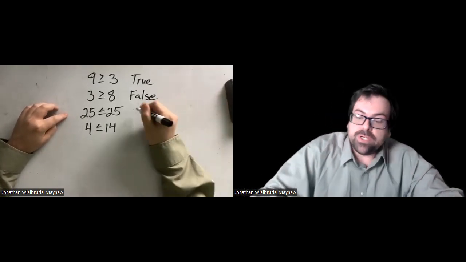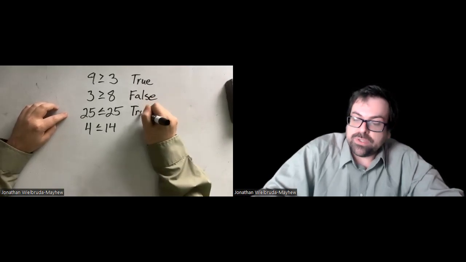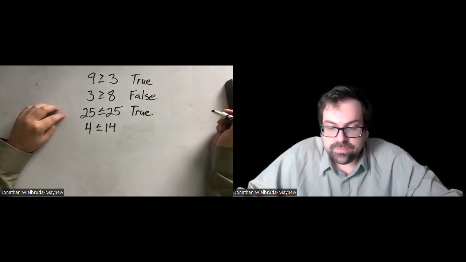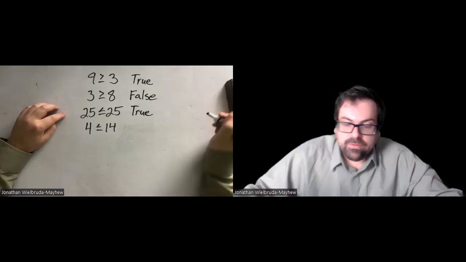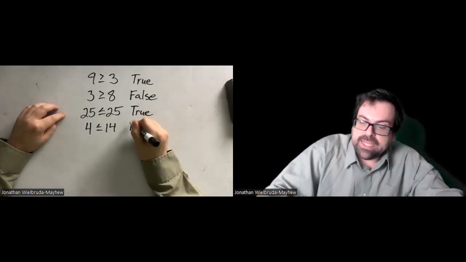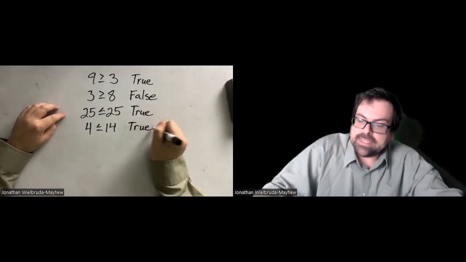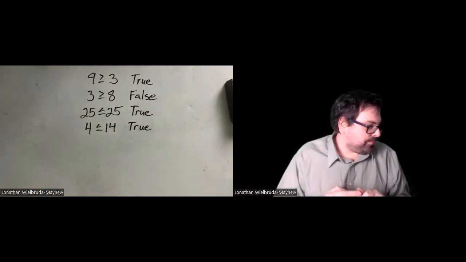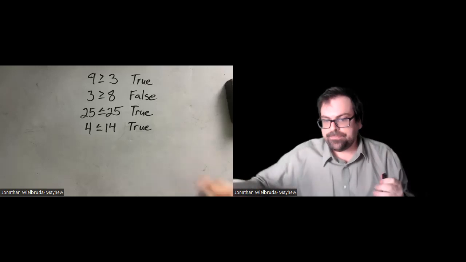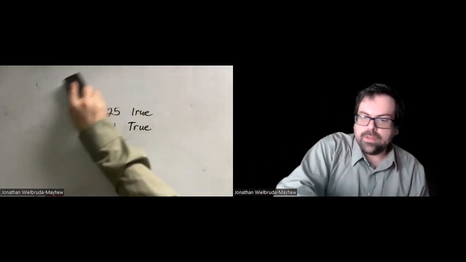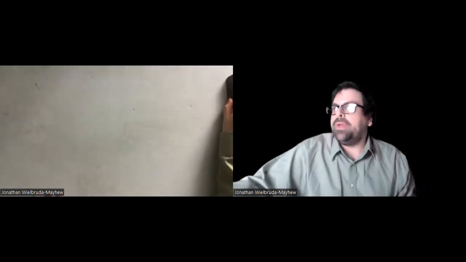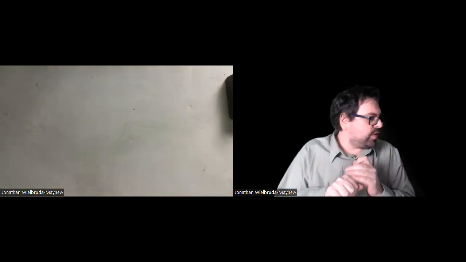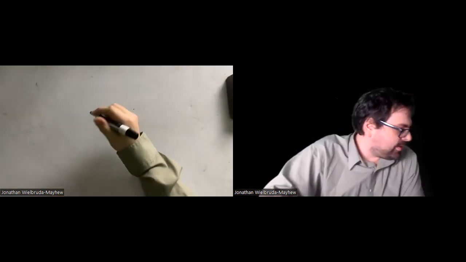25 less than or equal to 25. Since 25 equals 25, that one's true. 4 less than or equal to 14. Since 4 is less than 14, that one is also true. Let's talk a little bit about translating sentences.